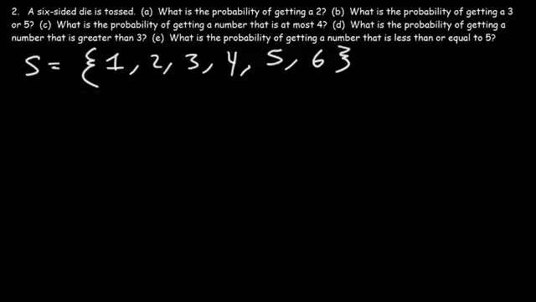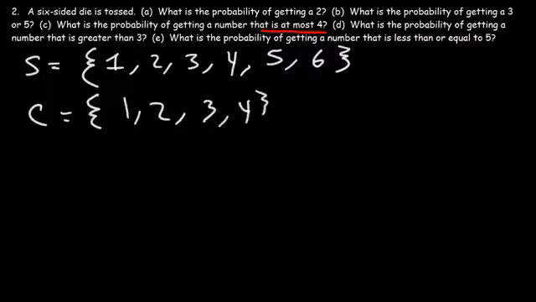Now what about part C? What is the probability of getting a number that is at most 4? So let's list out the outcomes that lead us to this particular event. We'll call it event C. So that is at most 4. What does that mean? So that means we can get numbers that are less than or equal to 4. So 1, 2, 3, 4.